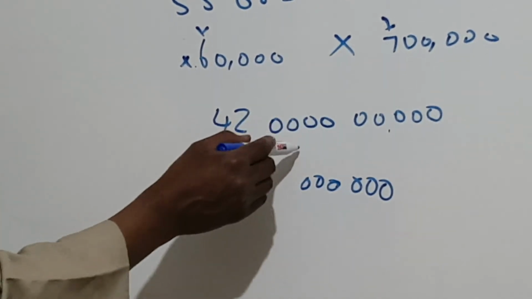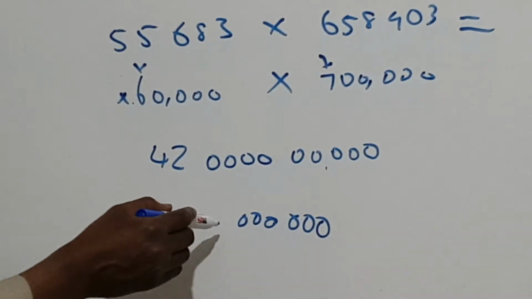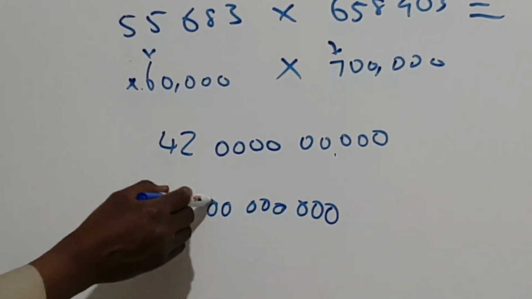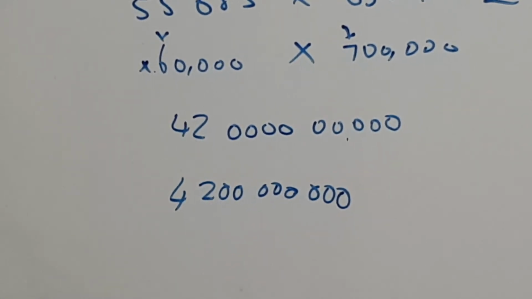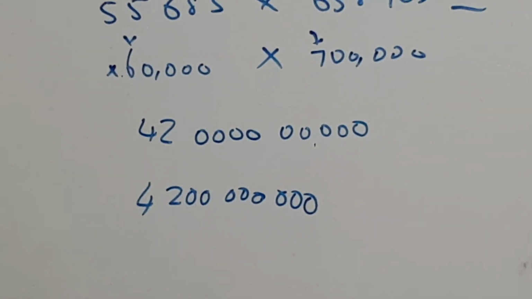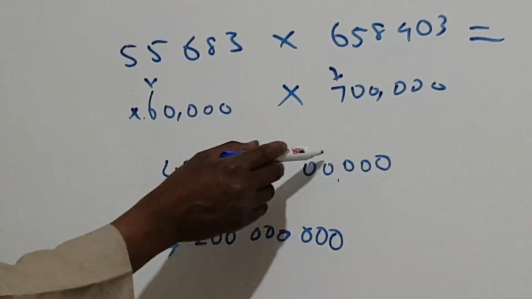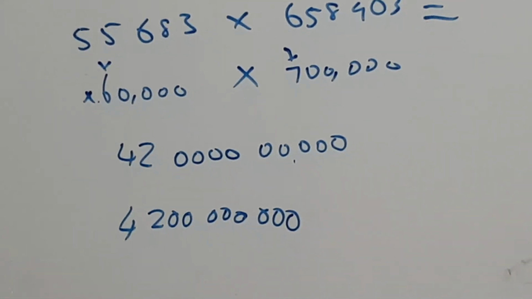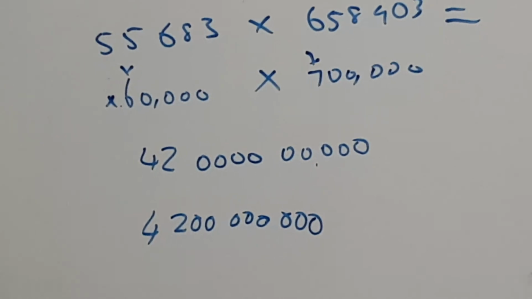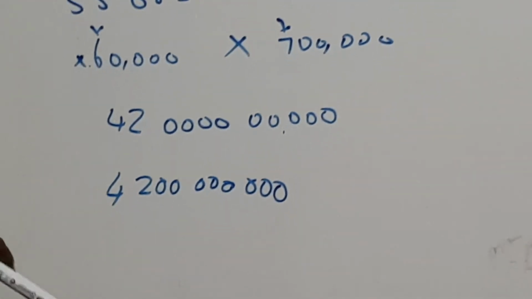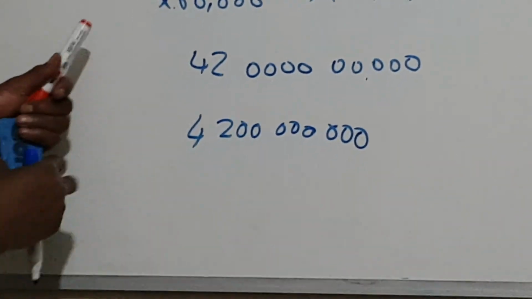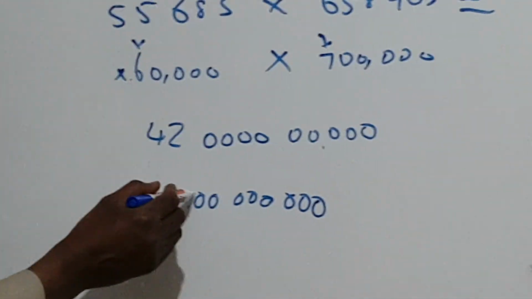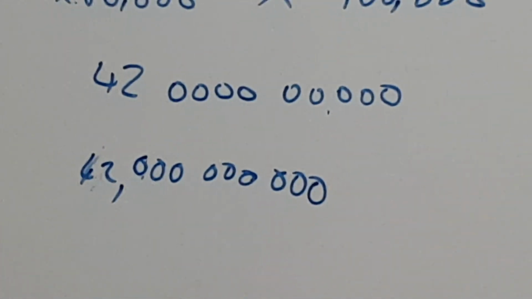Then put our 4 and 2 here, with nine zeros after it. How many zeros? 1, 2, 3, 4, 5, 6, 7, 8, 9. A billion is 9 zeros, a million is 6. Now we have our 42 followed by the zeros. So basically, this is 42 billion.